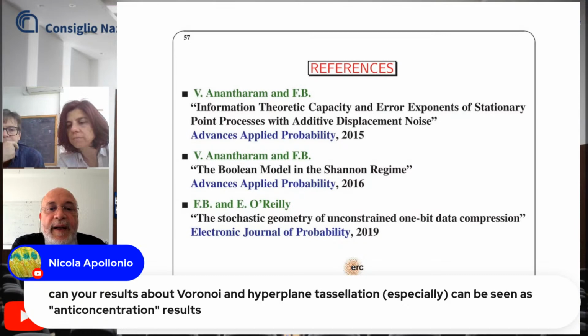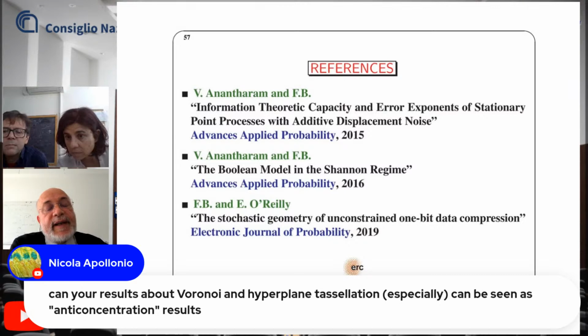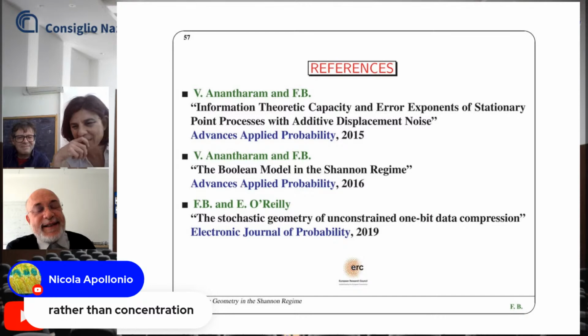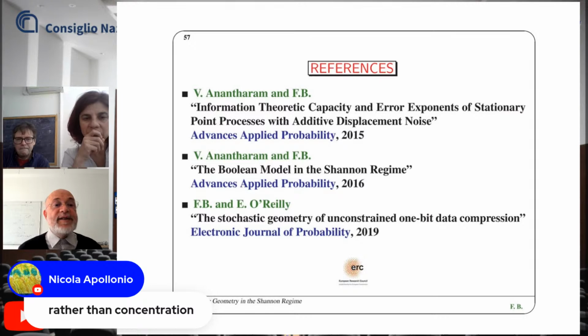I think it's. And the second one. Okay. Can your result about Voronoi and hyperplane tessellation be seen as an anti-concentration result? Yes, what happens is that rather than anti-concentration, it's concentration. So what happens? Let's see. In small dimension, everything is random, right? So you take this displacement, and either you are in the cell or not in the cell, and you can make statistics. What happens is that when dimension goes to infinity, everything is black or white, right? And so this is really concentration. High dimension creates concentration.